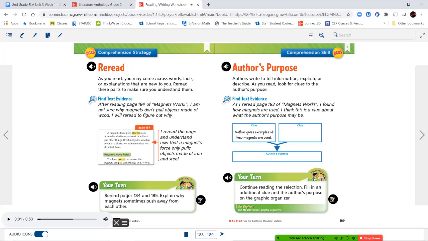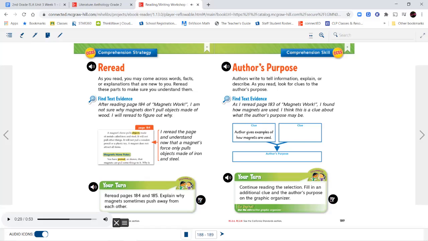Reread. As you read, you may come across words, facts, or explanations that are new to you. Reread these parts to make sure you understand them. Find text evidence. After reading page 184 of Magnet's work, I am not sure why magnets don't pull objects made of wood. I will reread to figure out why.